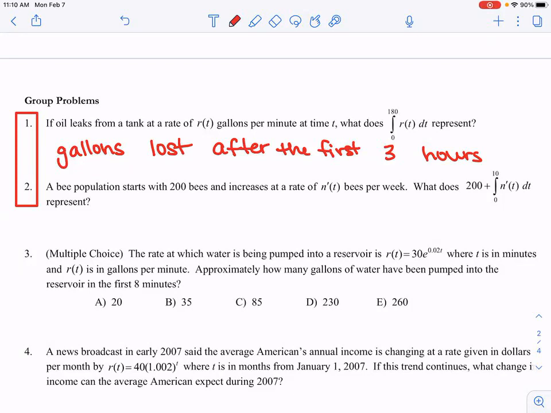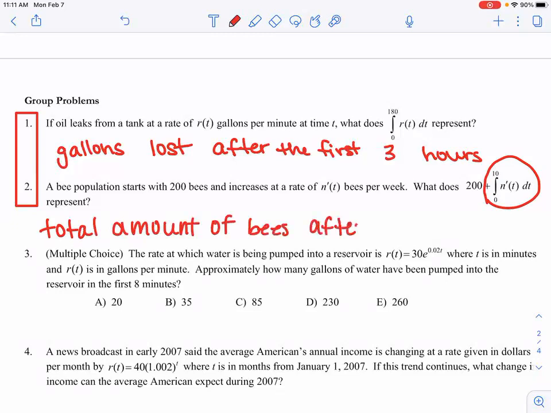The amount of bees added. So, I would say that this represents the amount of bees added. With that 200 there, how does that change it? Okay, so we have the bees added plus the initial amount. So what do we have? The total amount of bees after the first 10 weeks, or the total amount of bees from time 0 to time 10 weeks.